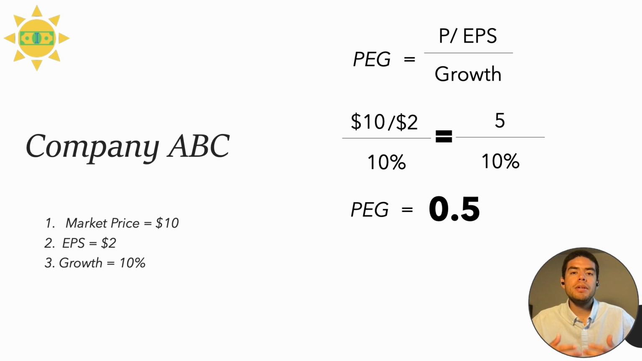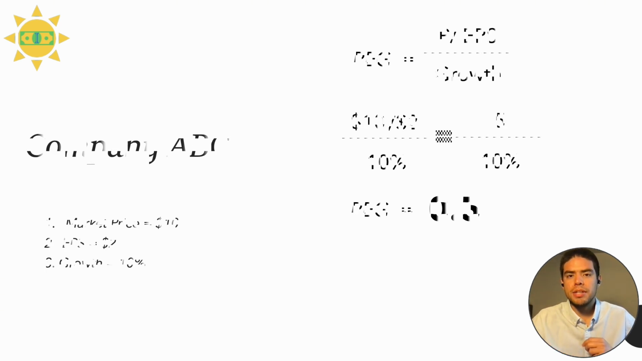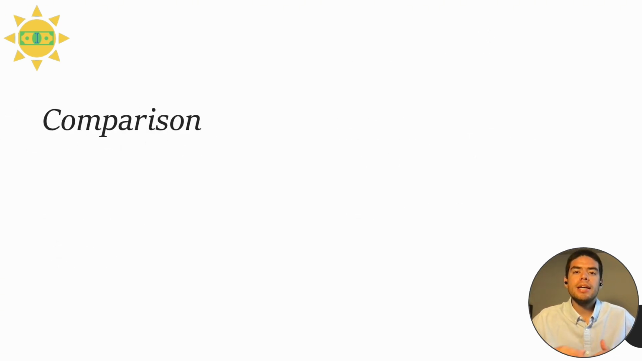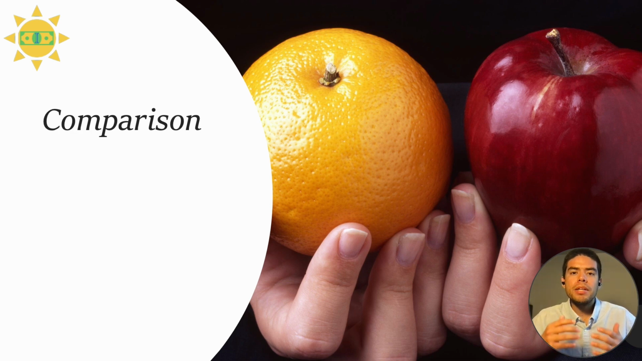In general, a company with a PEG ratio below 1 is considered to be undervalued, whereas a company with a PEG ratio above 1 is considered to be overvalued. But is this always the case? Well, not quite. I'll walk you through an example in just a moment to clarify this. But first, let's look at how we can use the PEG ratio as a comparison metric.